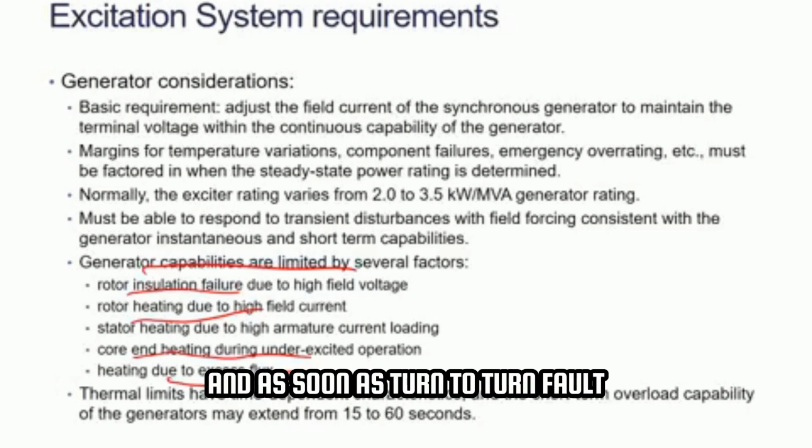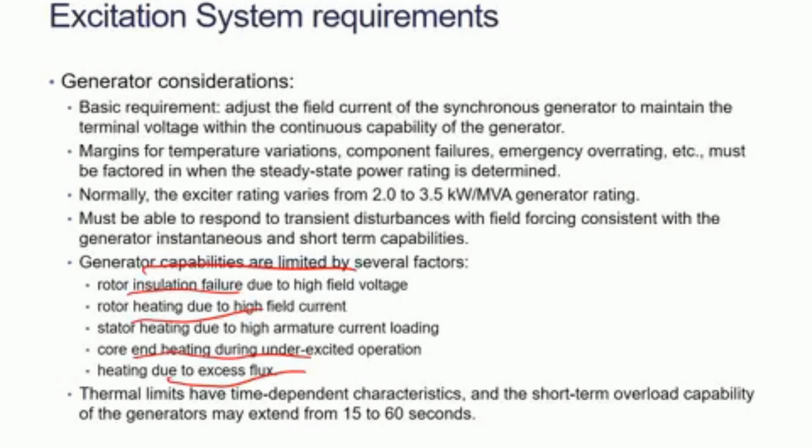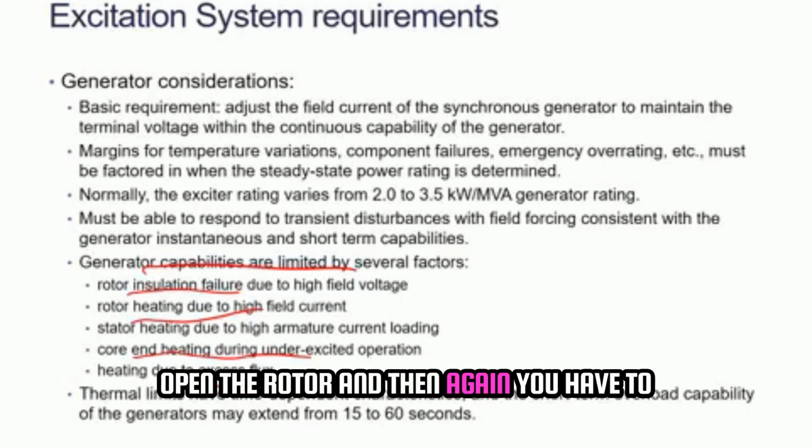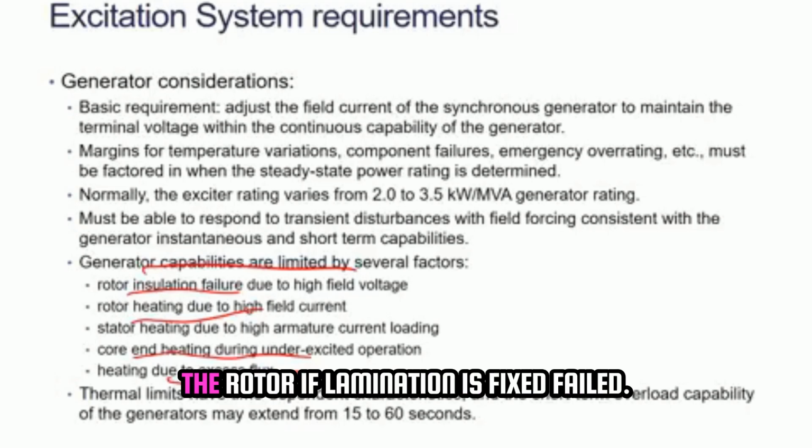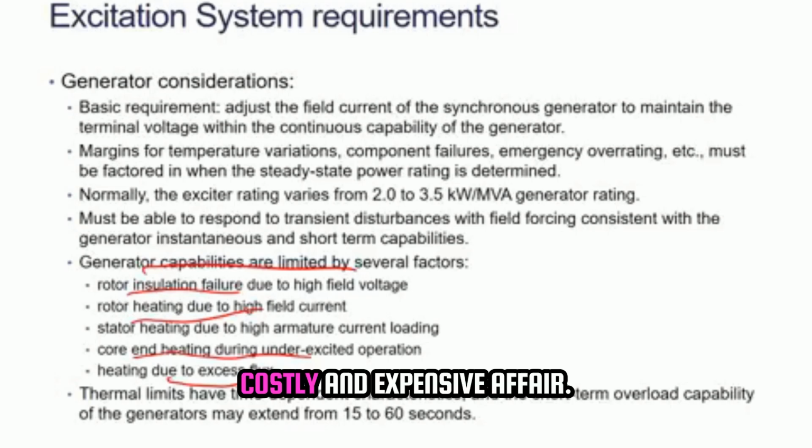And as soon as a turn fault happens, there is no option. You again have to open the rotor and rewind it. You need to remove those coils and install new coils on the rotor if the lamination has failed. That's why it's a very costly and expensive affair. It increases your maintenance cost and reduces your operation time, because operation duration is reduced when you go for maintenance. That's why heating is the key here for the excitation system.